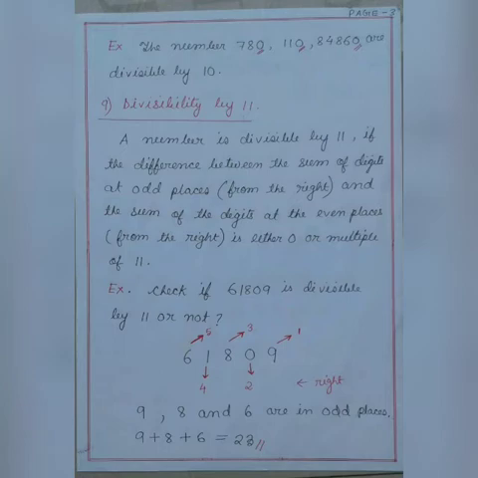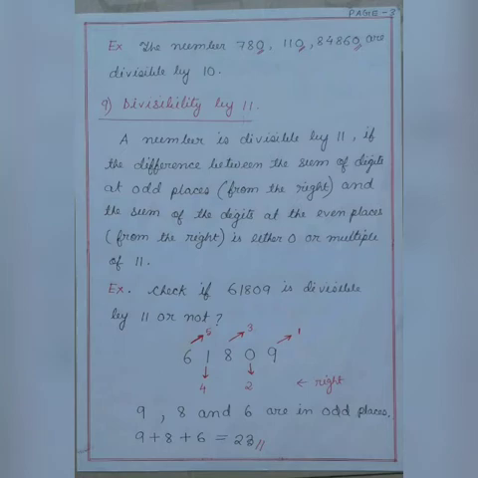For 3, whose position is 5, I have written 5 on top of 3, and the last digit from the right side, that is 9, is in the 6th position.